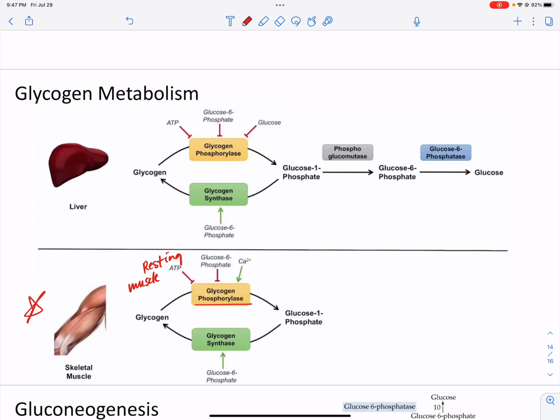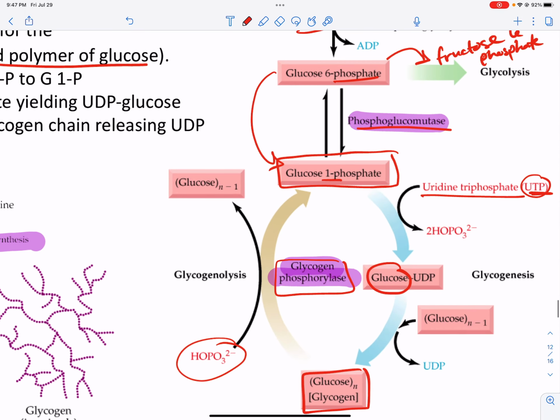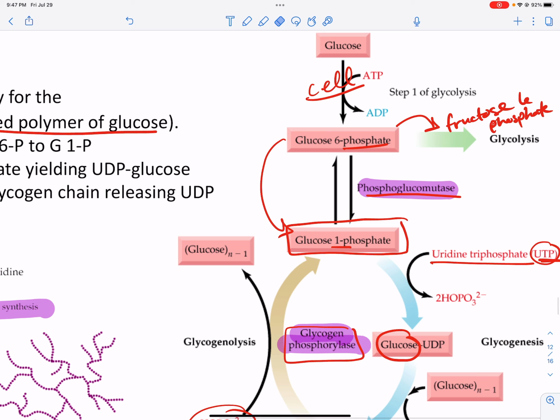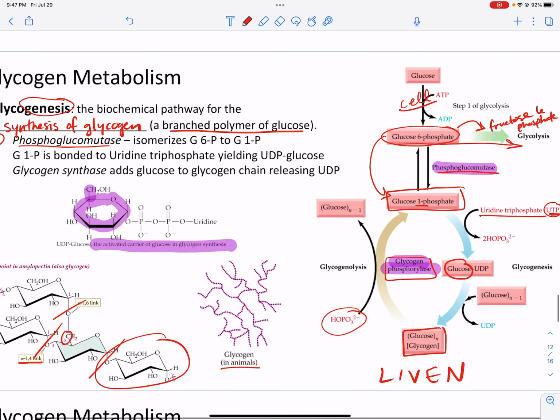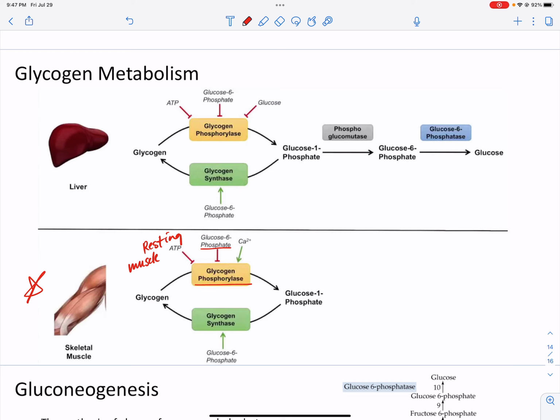Another inhibitor would be glucose 6-phosphate. Why would glucose 6-phosphate inhibit glycogen phosphorylase? Well, let's go back up to our figure. Okay, glucose 6-phosphate is right here. And glucose 6-phosphate can directly feed into glycolysis. So if we have a good amount of glucose 6-phosphate, like in a resting muscle, then we don't need to make more glucose. We don't need to make more ATP because we have a good amount of it. So we don't want to sit here and run all of glycolysis.